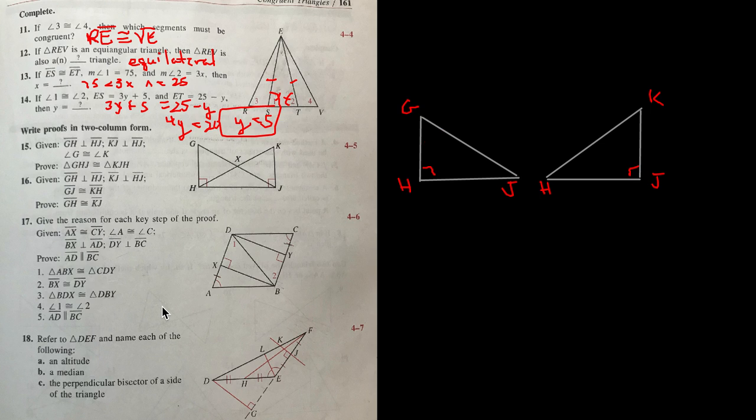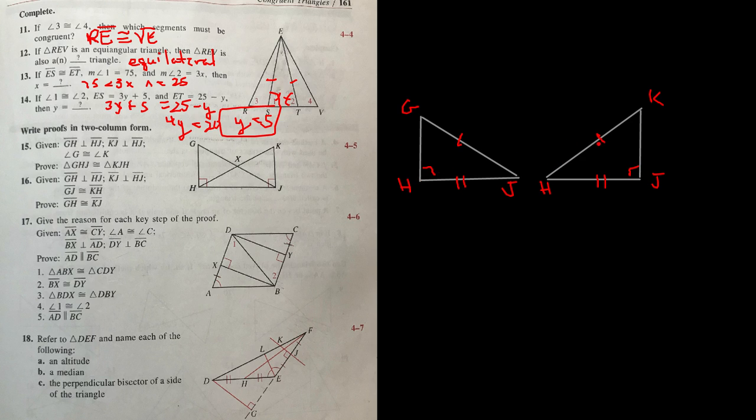Okay, so the next proof is GH is perpendicular to HJ. Same thing. KJ is perpendicular to HJ. GJ is congruent to KH. So we have this. Then we also have our reflexive. We have this one is congruent to this one. Now it would be an angle side side, except it's a right triangle. So we can say that they're congruent by hypotenuse leg this time.